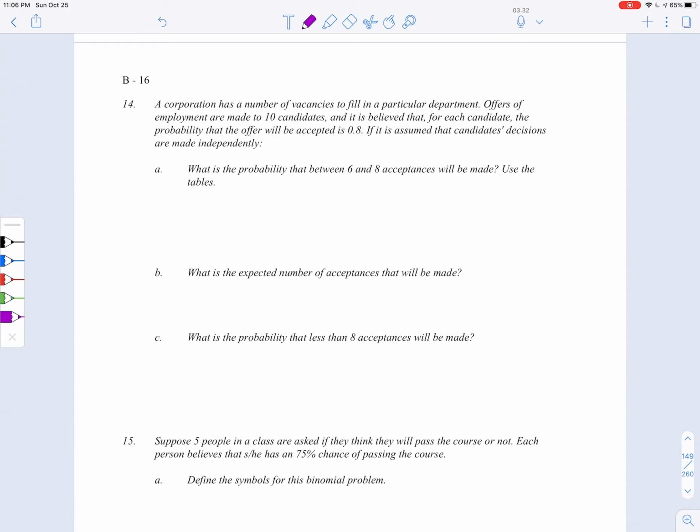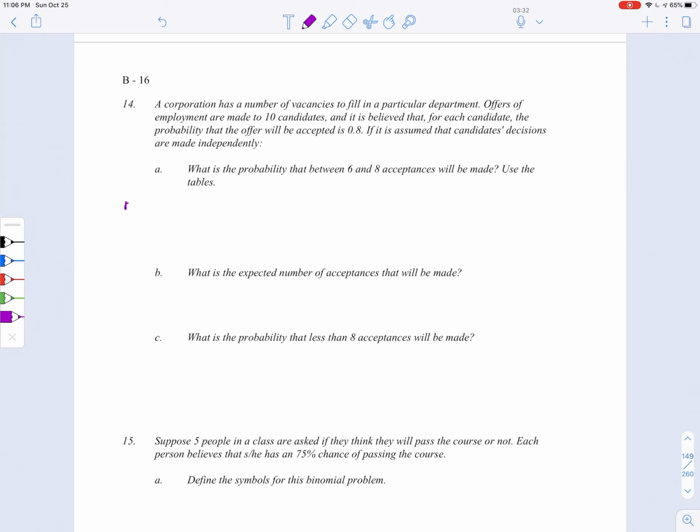Hello, ladies and gents. We are taking a look at our final look at the binomial distribution. A corporation has a number of vacancies to fill in a particular department. Offers of employment are made to 10 candidates. It's believed that for each candidate, the probability that the offer will be accepted is 0.8, and it's assumed that candidates' decisions are made independently.